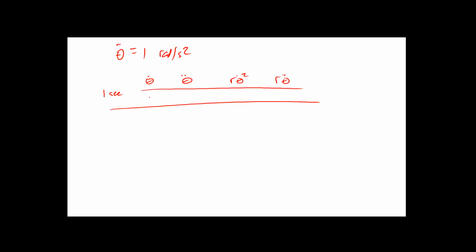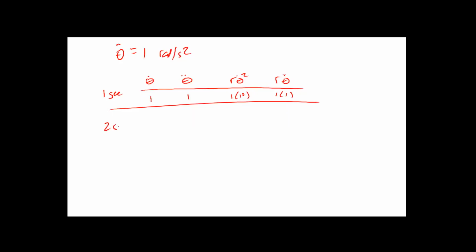So basically, let's just assume that this is equal to 1 radian per second squared, right? So then at 1 second, I've got theta, theta dot, theta double dot, and let's just do r theta dot squared and r theta double dot, right? So if I do one column here, then that's going to be 1, and this is still 1. So this is 1 times 1 squared, and this is 1 times 1. So then they're equal, right?